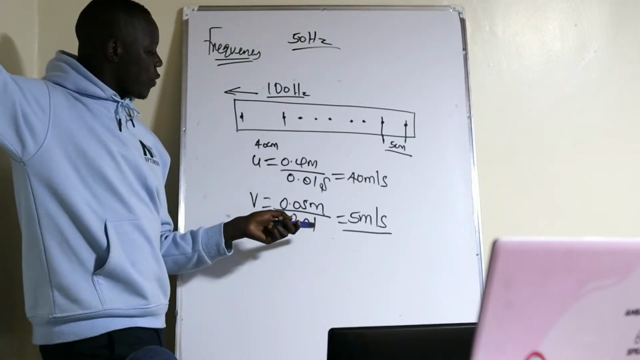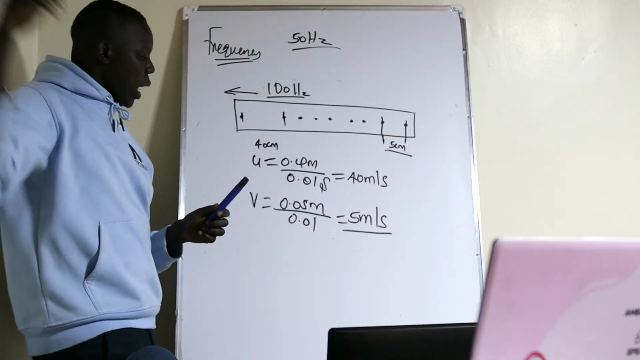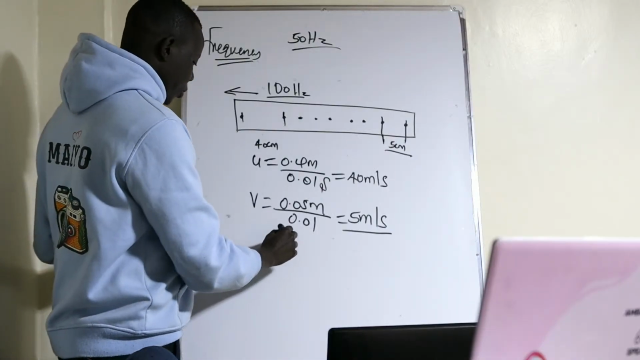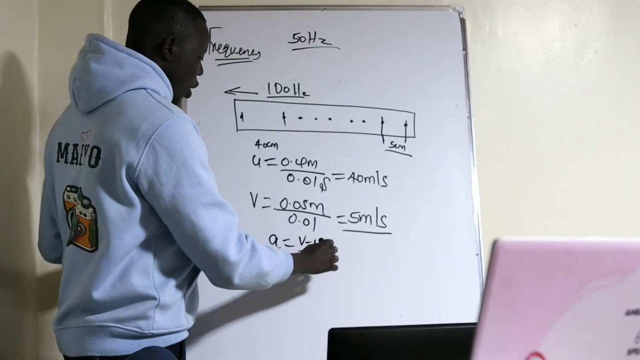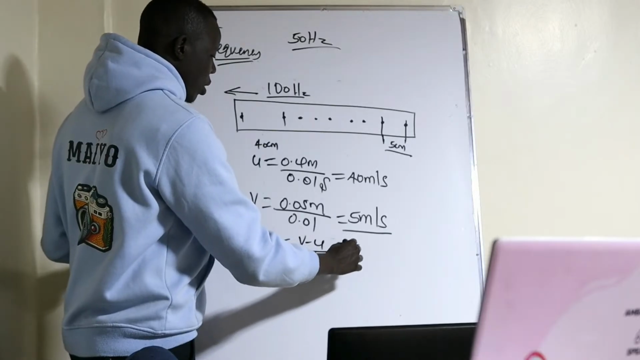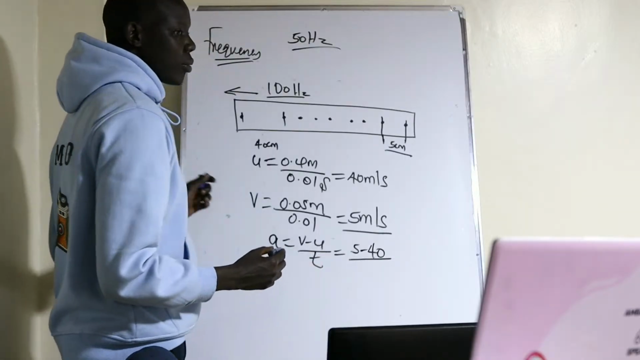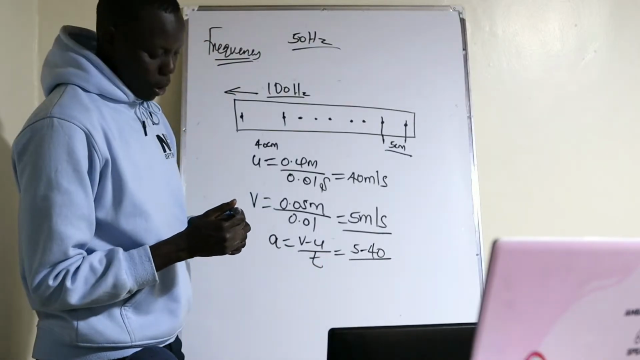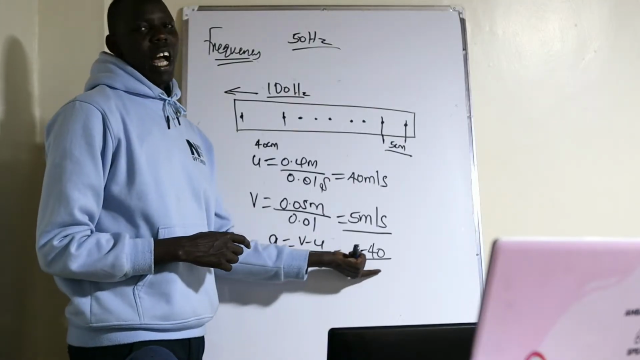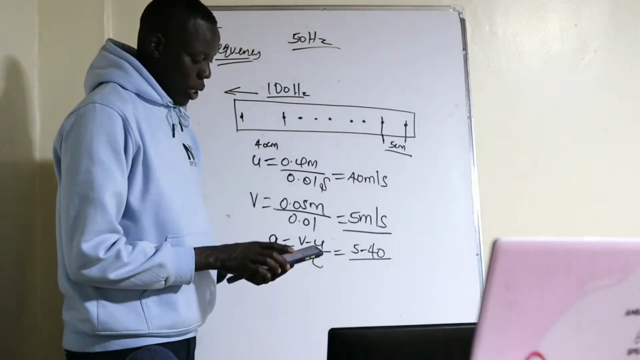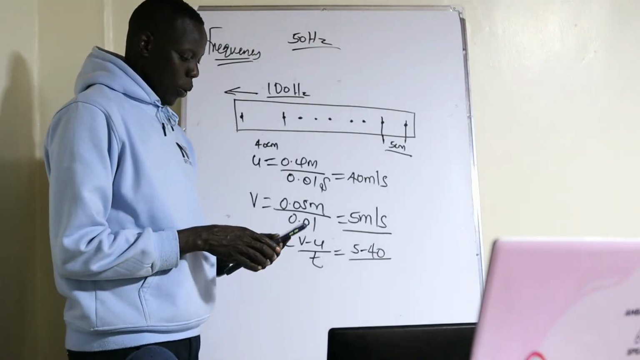So here we have now V 5 meters per second, U 40 meters per second. Now A will be given by V minus U over T, which is going to be V, which is 5, minus 40 over. This way now I want you to be very keen. What is the time here? That's where I want you to be very clear. How would you say this?